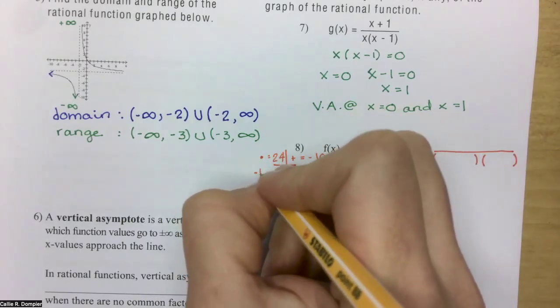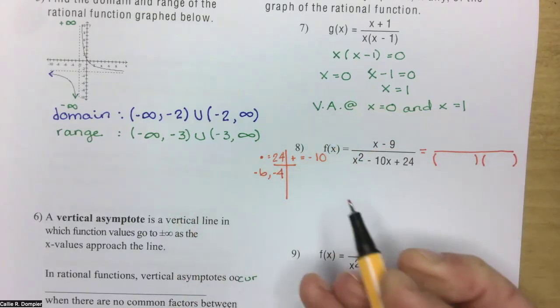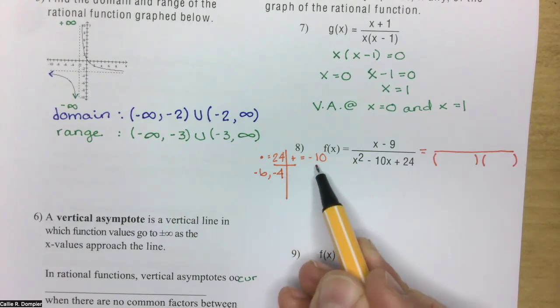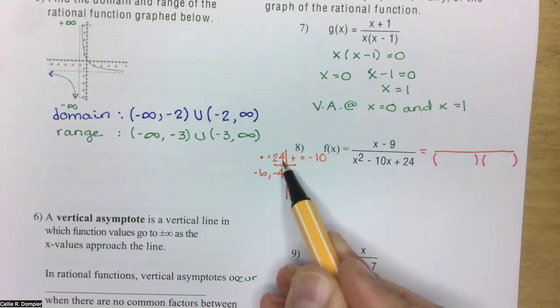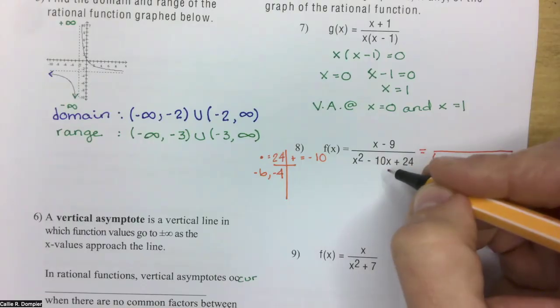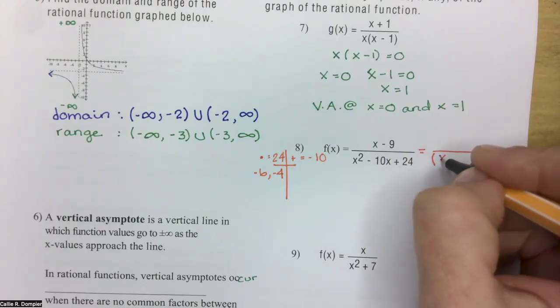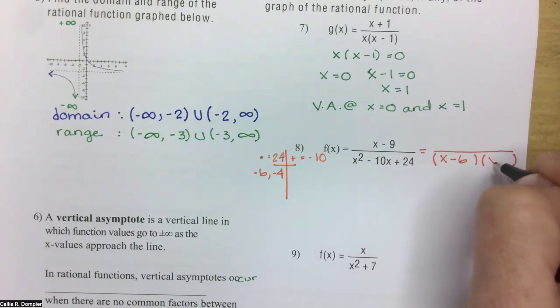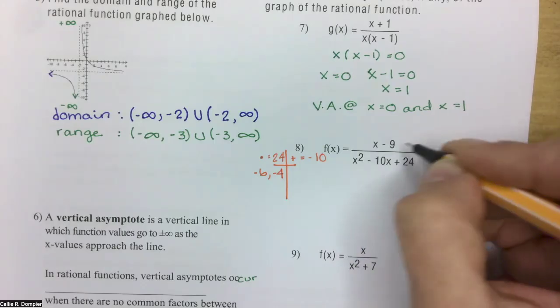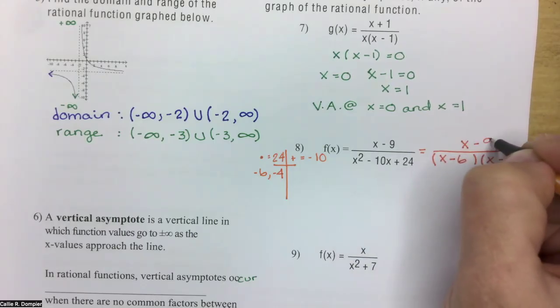I would say negative 6 and negative 4, right? Negative 6 minus 4 is negative 10. Negative 6 times negative 4 is positive 24. So x squared minus 10x plus 24 factors to (x minus 6) times (x minus 4). Leave the top the same, x minus 9.